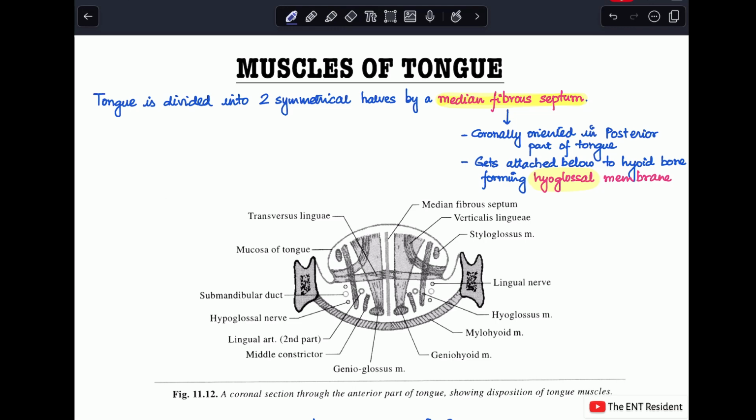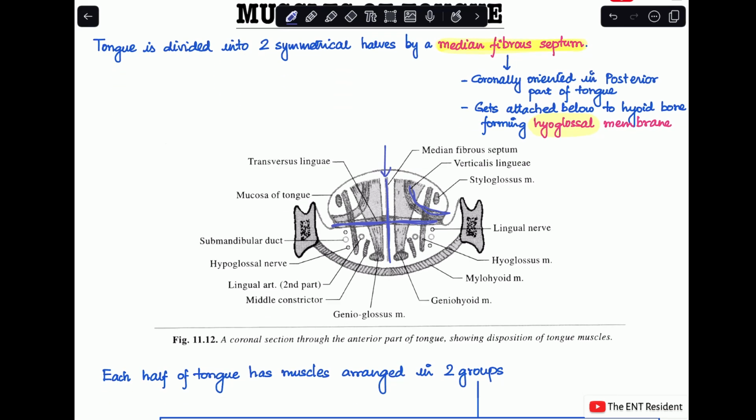If you see in the picture over here, this is the median fibrous septum. You can see how it is dividing the tongue into two halves, and all the muscles are arranged around it. As you can see, this is the Transversus Linguae, this is the Verticalis Linguae, and then all the other muscles of the tongue, which I'll get into now.